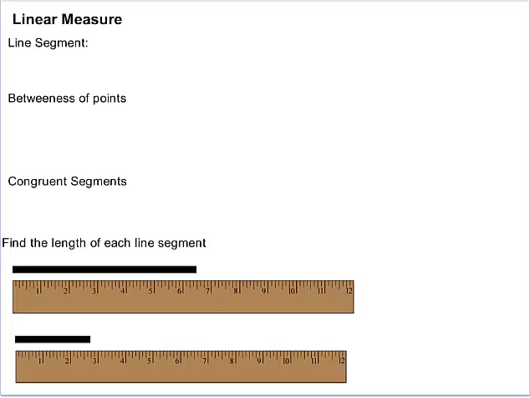This is geometry, lesson on linear measure. First off, a line segment. A line segment is different from a line because it has two endpoints. Since it has two endpoints, it can be measured.